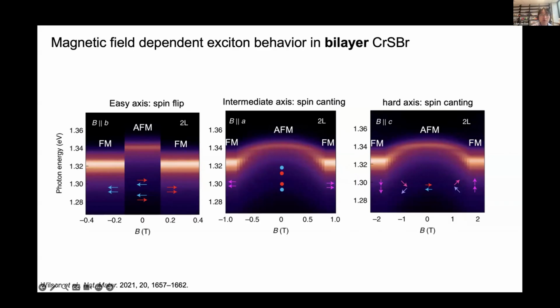And here we're applying field along the easy axis and the intermediate and hard axis. And you can see that as long as we create a ferromagnetic state, their exciton energies are the same, but depending on the direction, we would see the flop or flip behavior. And this really gives us an easy way to read out the spin structure. So let's say we know the direction of the magnetic field, and if we read just the exciton energy, the peak value, then we would just know what the spin canting angle of the system is.